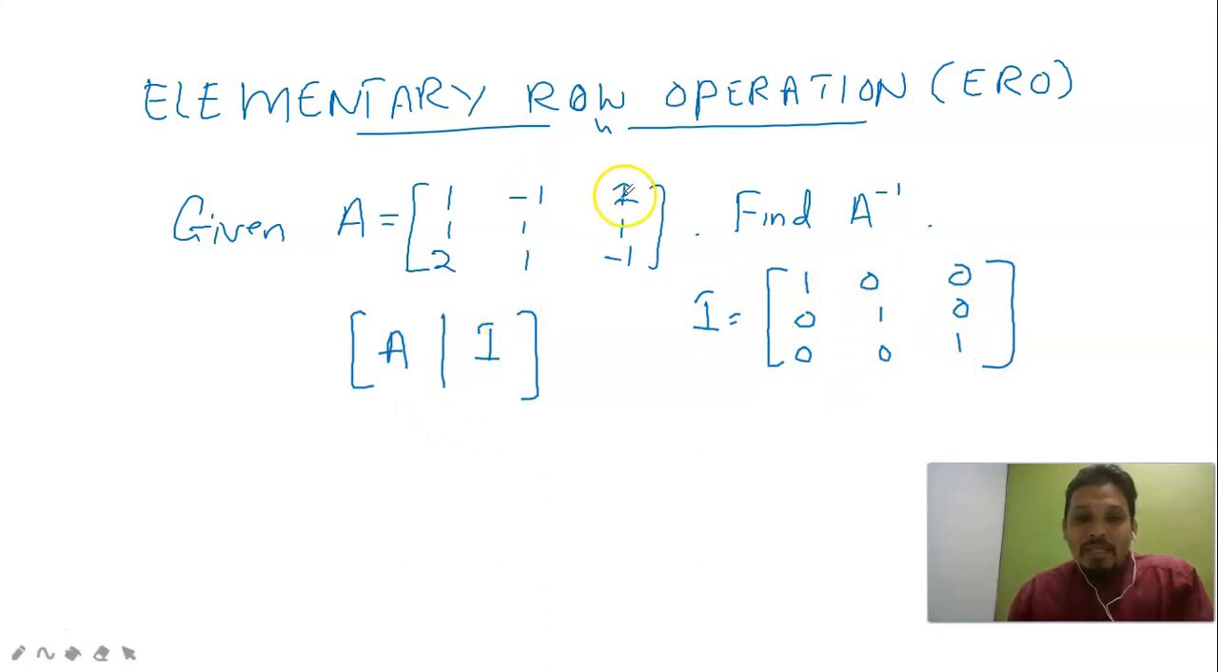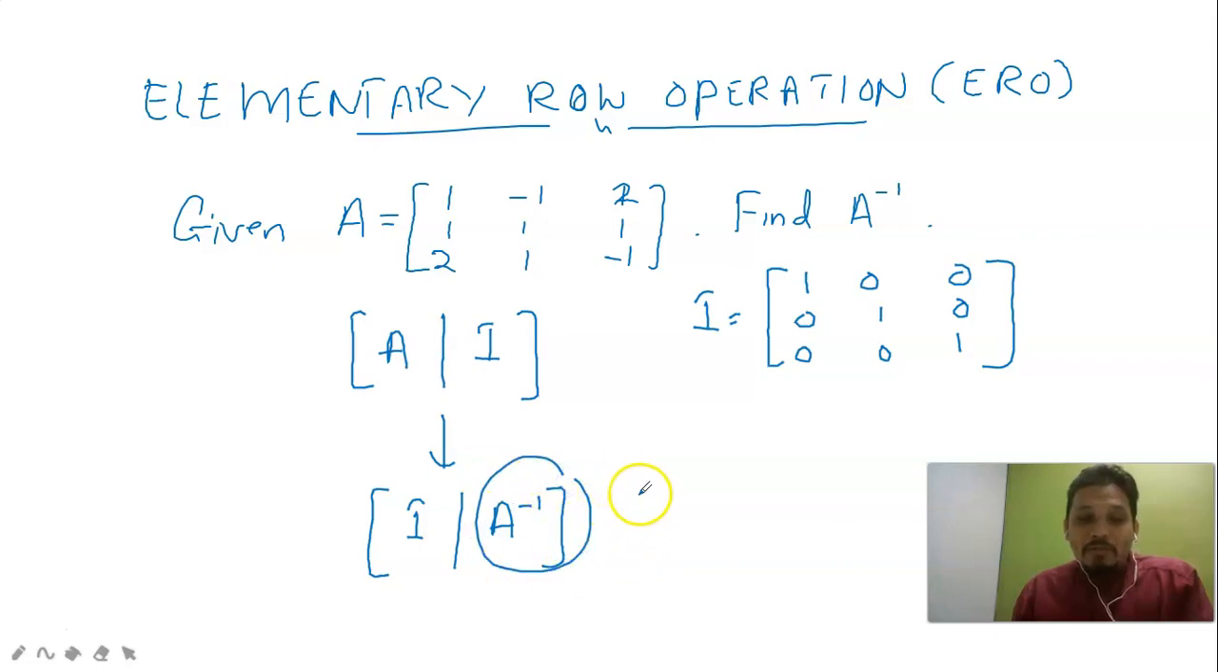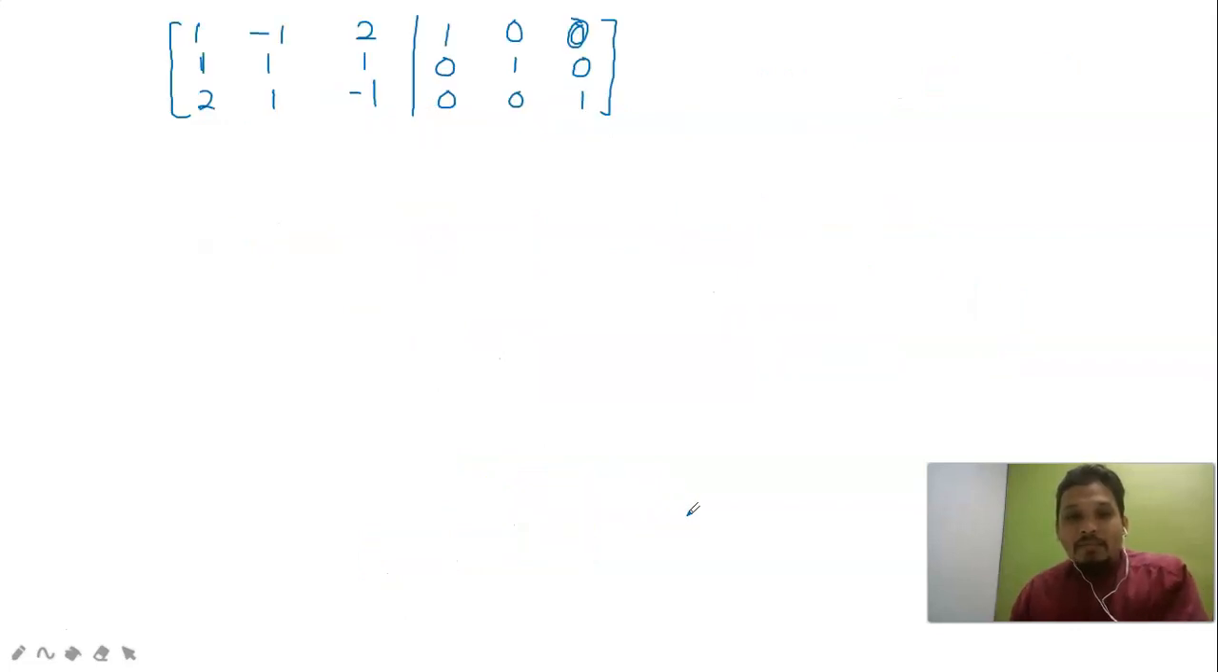So using ERO, we try to get the identity to take the place of the matrix A, and then we come up with the inverse matrix on the right side. So this is the one that we're looking for. Okay, so let's begin the process. This is the matrix A and the identity that I put next to each other. The first thing is we are going to compare this one with 1 on row number 1.